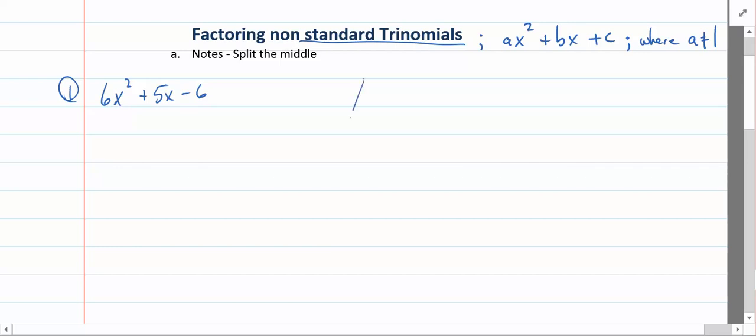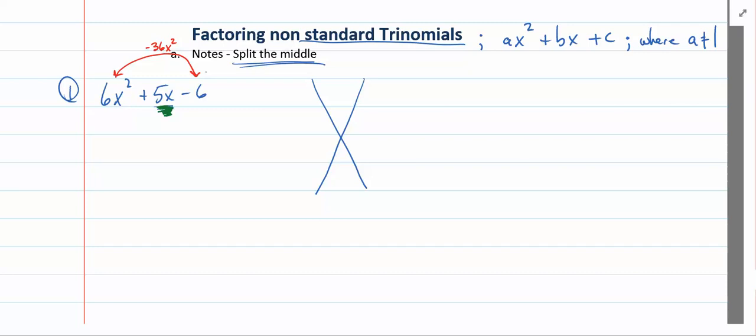And the method that we use for any non-standard trinomial that doesn't have a GCF is what we call split the middle. And that gets its name from the middle term of our trinomial. What we're looking for are two numbers whose product is equal to the product of these outer terms, which happens to be a negative 36x squared. And the sum has to match this middle term here.